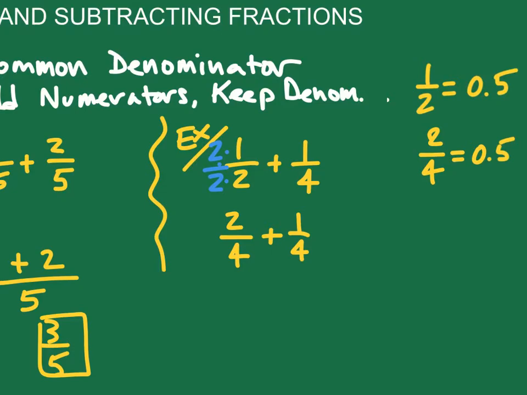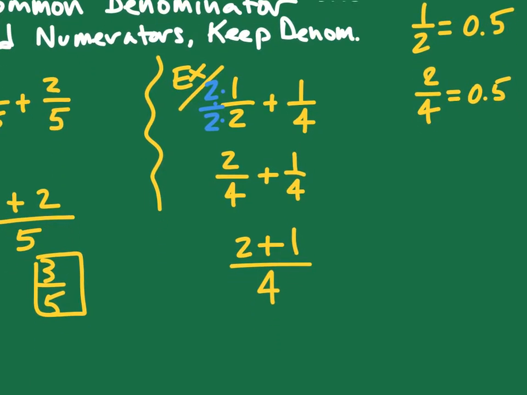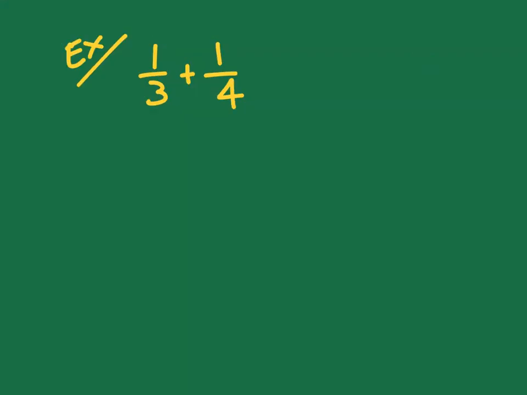plus 1/4. I have a common denominator, so I'm going to write that as 2 plus 1 over a common denominator of 4. 2 plus 1 is then going to give me 3, keep my common denominator of 4, and that's my answer, okay? Now in my next example, I've got 1/3 plus 1/4.